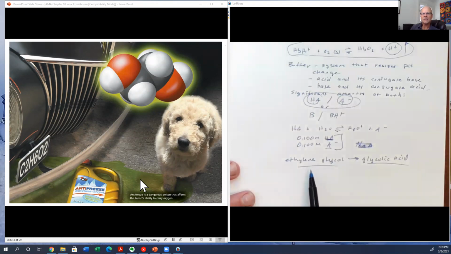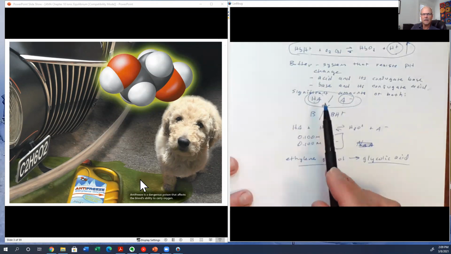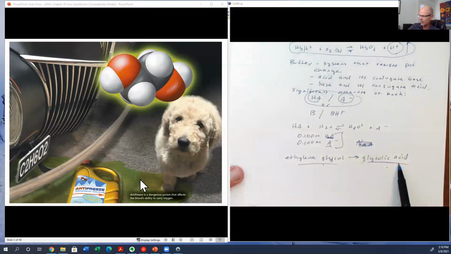So the dog initially starts to get a little bit inebriated, but then as the liver converts it to glycolic acid, at first the blood can handle it, because the blood is designed to neutralize incoming acid or incoming base, due to the buffering system in the blood. But if the dog consumes too much of it, then the glycolic acid overwhelms the buffer, and the pH of the blood changes. As you can see, it would become more acidic.